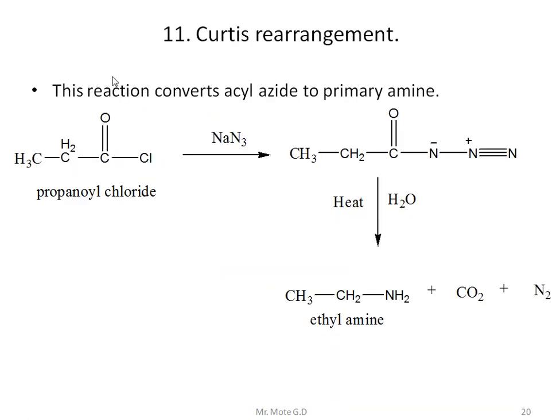Curtius rearrangement reaction: this reaction converts acyl halide to primary amine. So propanoyl chloride we are treating with sodium azide. It will produce acyl azide, and acyl azide undergoes hydrolysis in presence of heat. So the carbonyl group will be removed as CO2, nitrogen will be removed as N2, and ethylamine is going to be produced. That is the Curtius rearrangement, and the mechanism is the same as your Hofmann degradation reaction, removal of the carbonyl group.